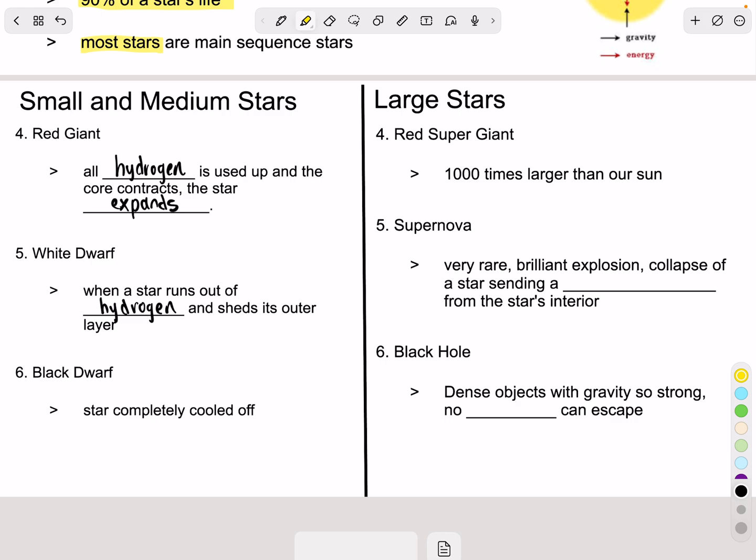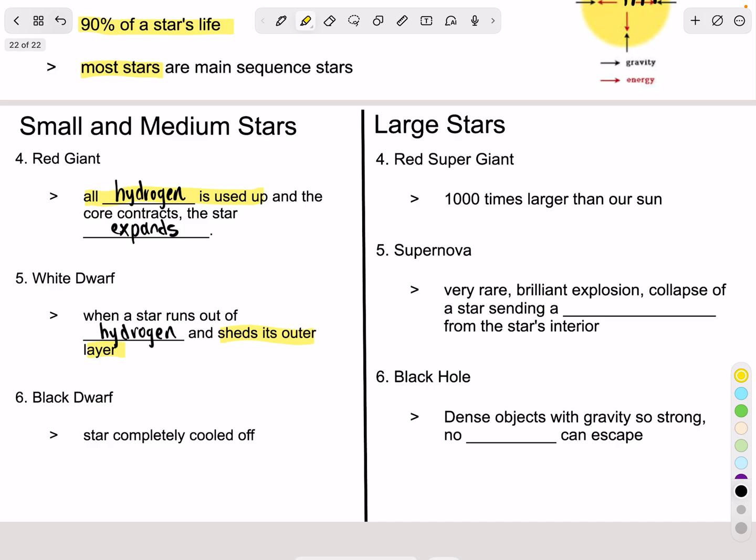And then the star will completely cool off into a black dwarf. So this death phase, like I said before, happens pretty quickly because all the hydrogen is used up. It is going to contract and then expand. And when the star finally runs out, it's going to shed its outer layer. Then when it's completely cooled off, we call that a black dwarf.